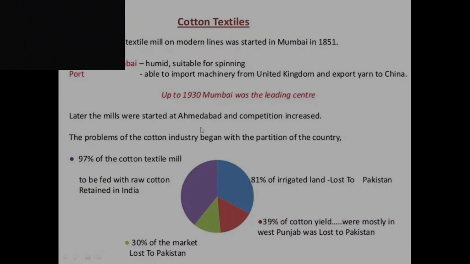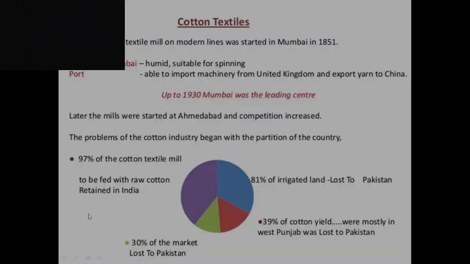Cotton textile, as all of you know, the first modern cotton textile mill was started in Mumbai in 1851. After that, the climate in Mumbai was humid, suitable for spinning, with machinery available for import from the United Kingdom and export of yarn to China. Later, mills were started at Ahmedabad and competition increased.